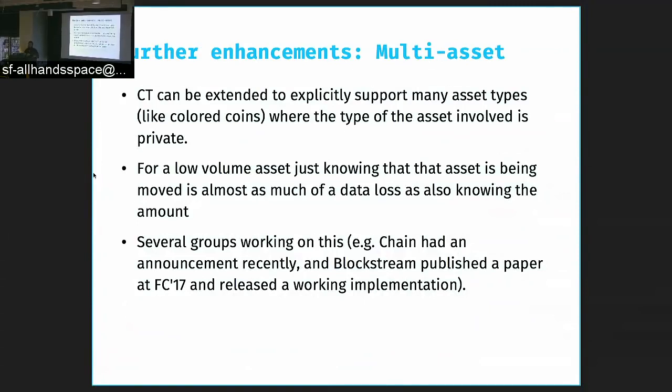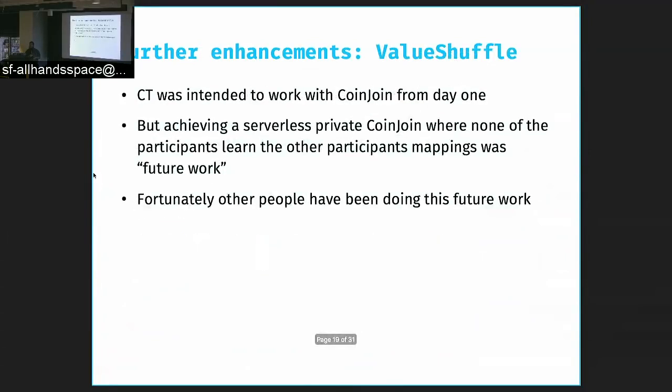Several groups have been working on this. Chain recently had an announcement about it, and at Blockstream we published a paper at FC17 and also put out a working implementation, also part of that Elements demo system. And so I think this is a cool area, and we'll see where it goes. And it's, I think, very neat that you can just combine these kinds of approaches. And we'll probably come up with more other things like this that can be combined with it.